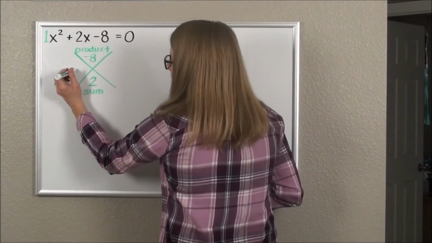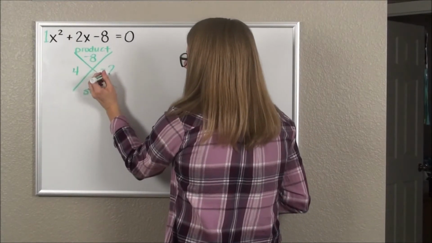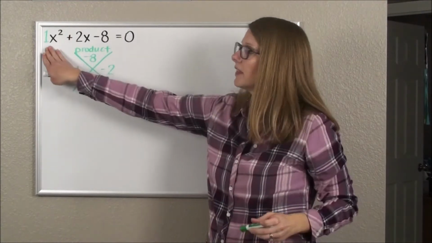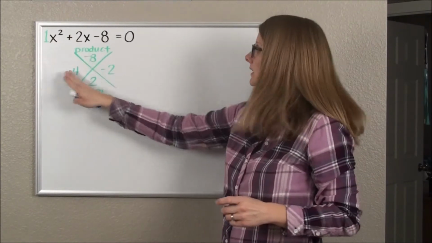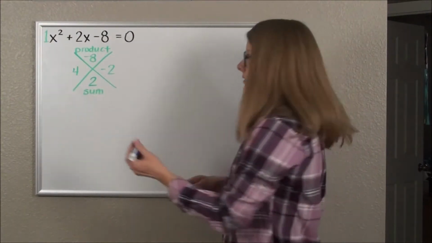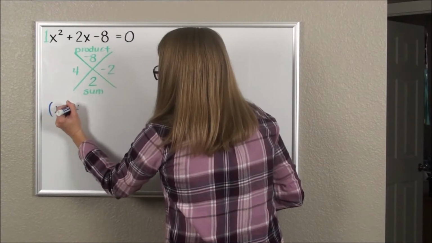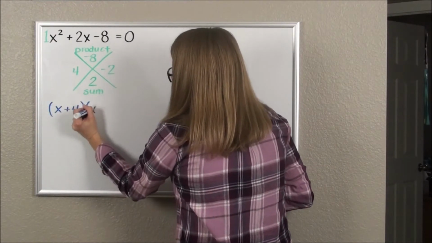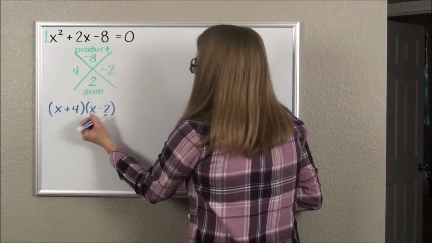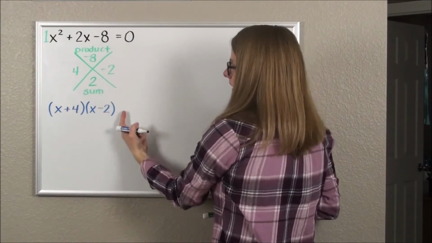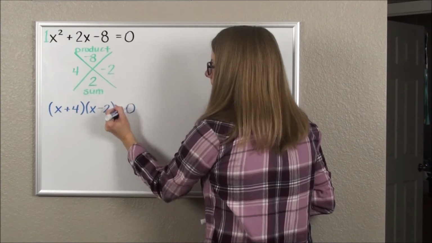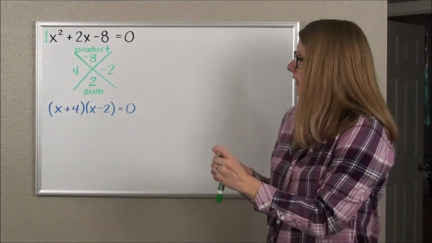Those numbers would be 4 and -2. Because there was nothing in front of x squared to begin with, we can take these two numbers and throw them right into parentheses. So my factorization will be x plus 4 times x minus 2. Don't forget that this is an equation set equal to 0. Don't forget to drop that equals 0. So now the left side is factored.